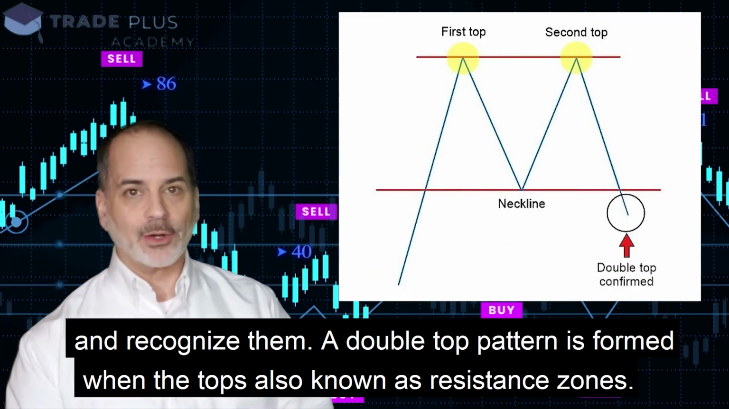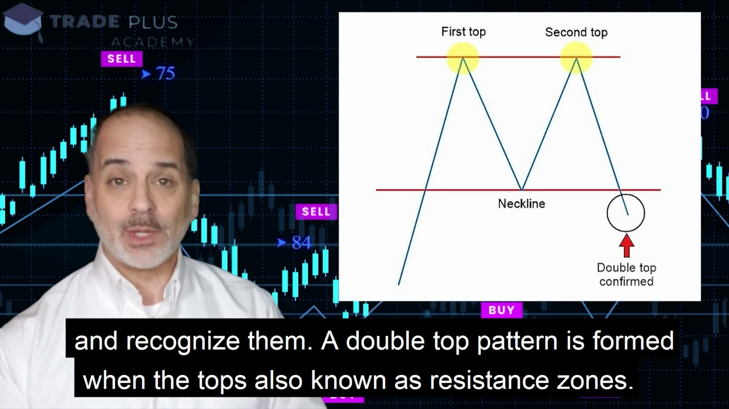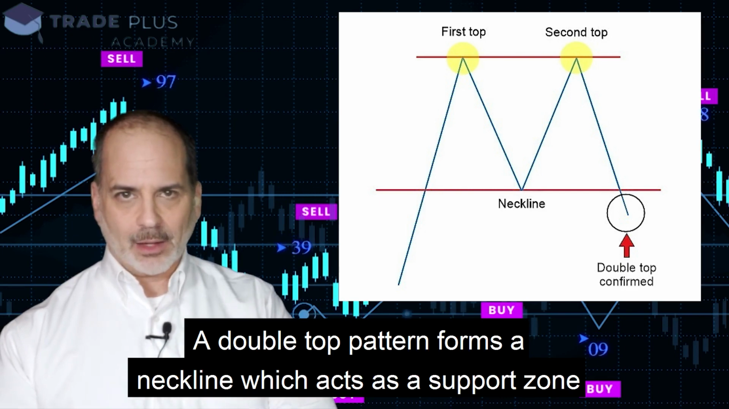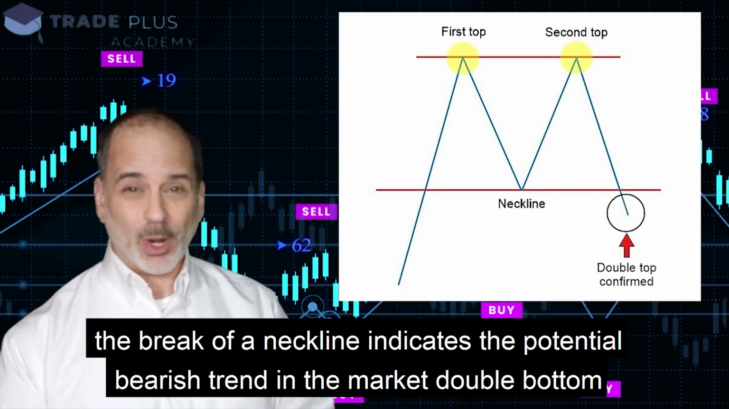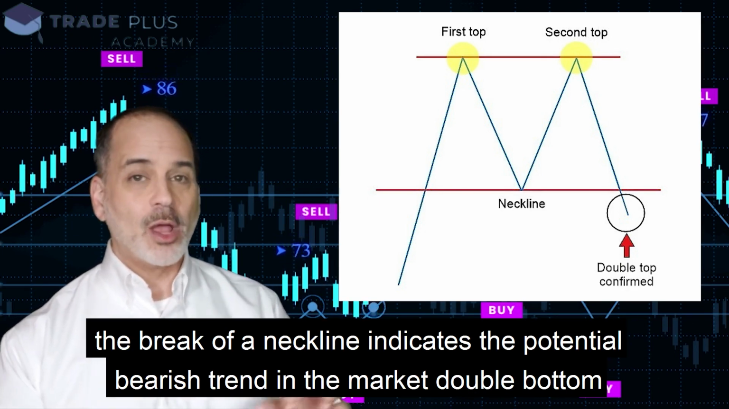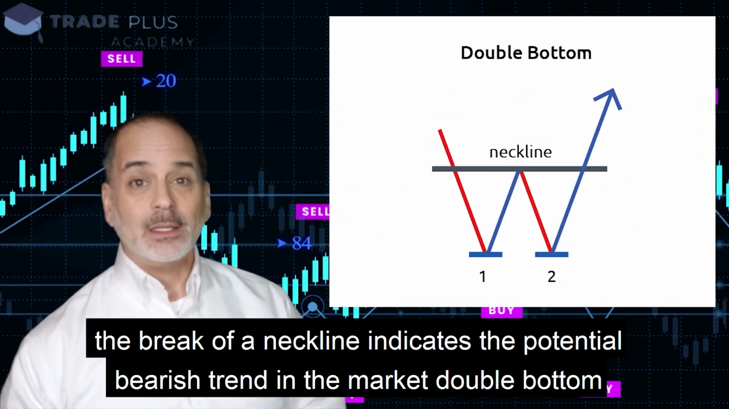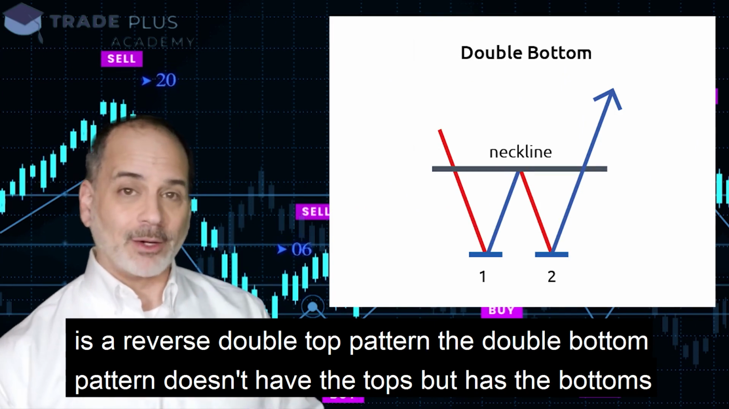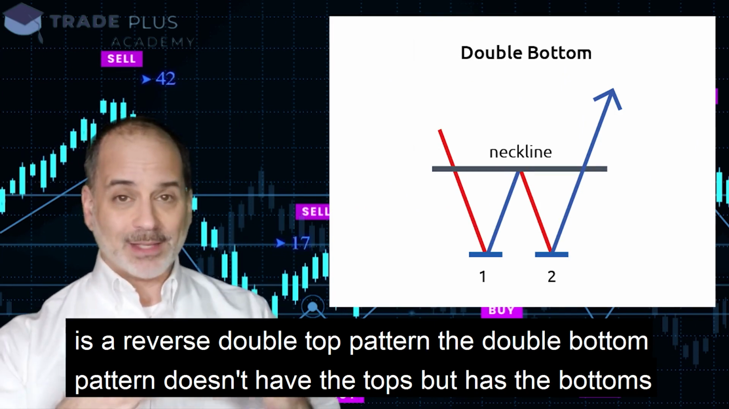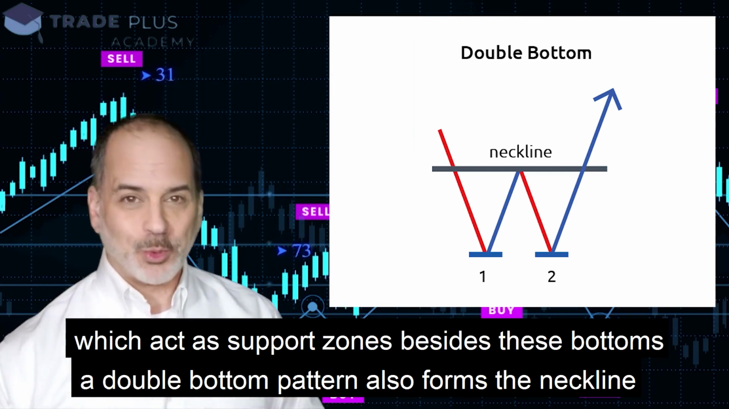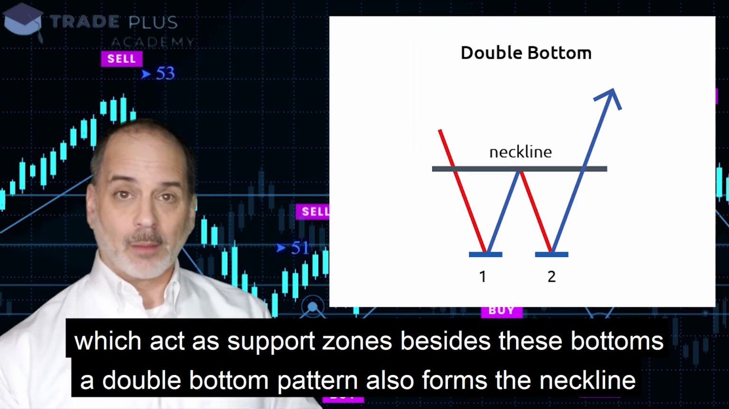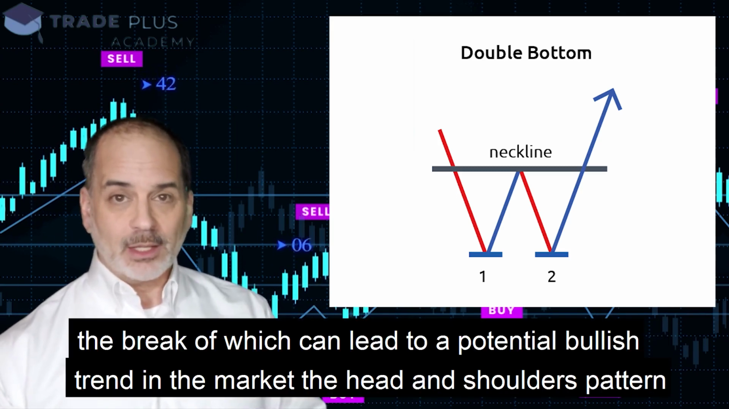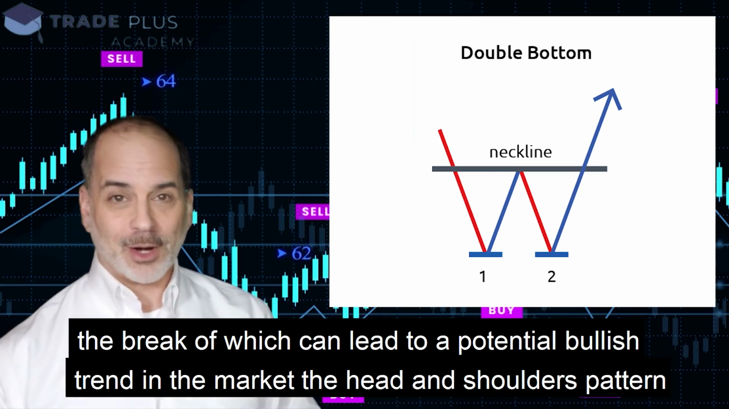A double top pattern is formed when the tops, also known as resistance zones, form a neckline, which acts as a support zone. The break of the neckline indicates the potential bearish trend in the market. Double bottom is a reverse double top pattern. The double bottom pattern doesn't have the tops, but has the bottoms, which act as support zones. Besides these bottoms, a double bottom pattern also forms the neckline, the break of which can lead to a potential bullish trend in the market.